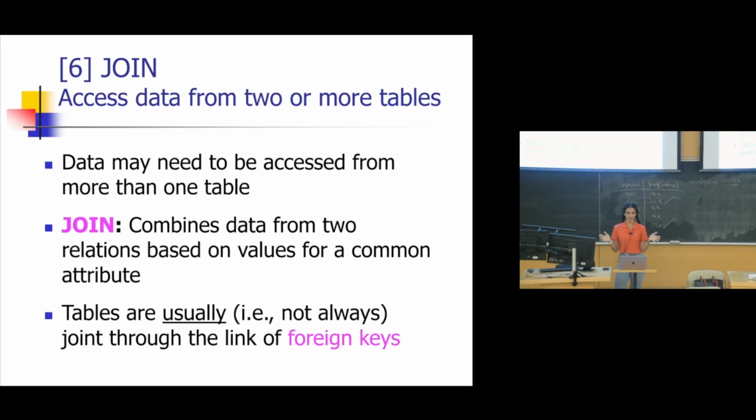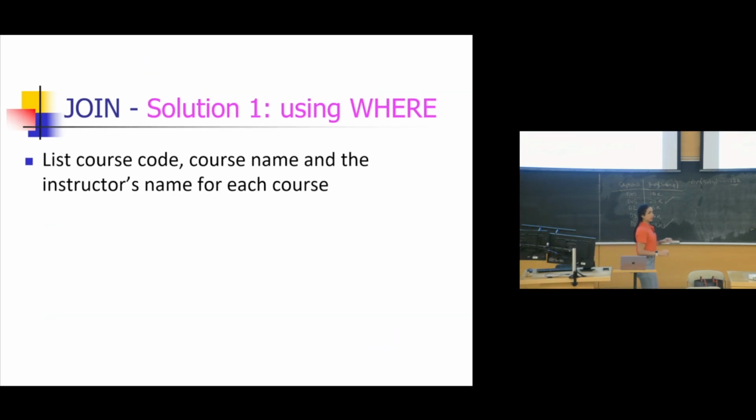Foreign keys, yes? So we link tables using foreign keys. Now you see how it's going to be useful when you learn joins. Tables are often, not always, joined through the link of foreign keys. And I'm going to also give you an example of when we join tables not using a foreign key but another common field. In general, whatever column is common between two tables is where you can join those tables.